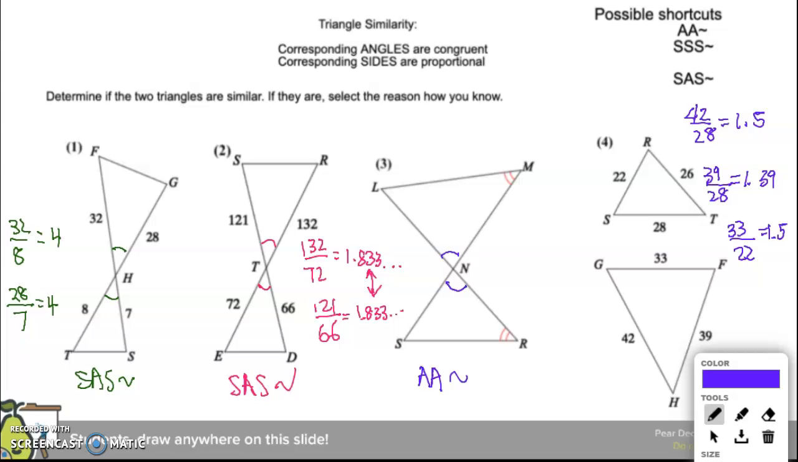When I found 1.39, I did not even have to find the third ratio because this has already failed. The sides are not proportional because they have different ratios. So this is not similar.